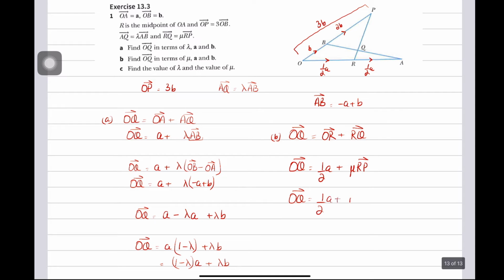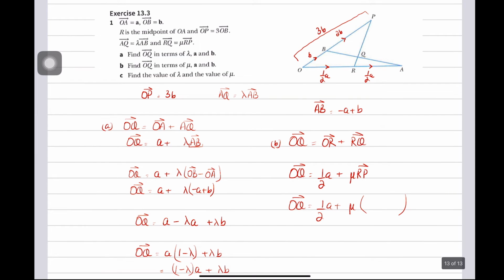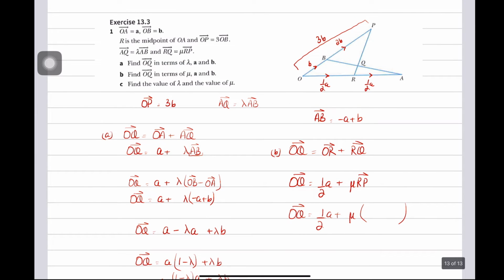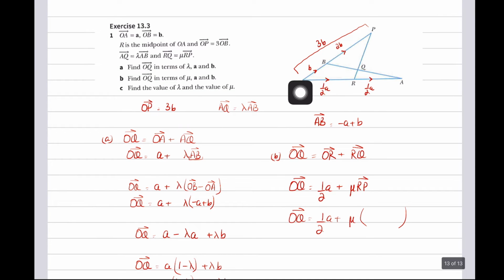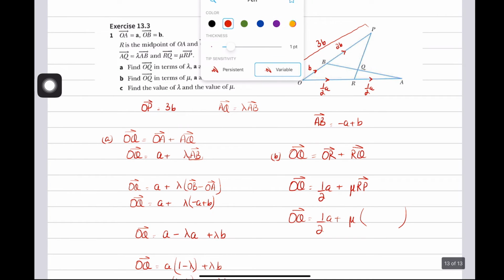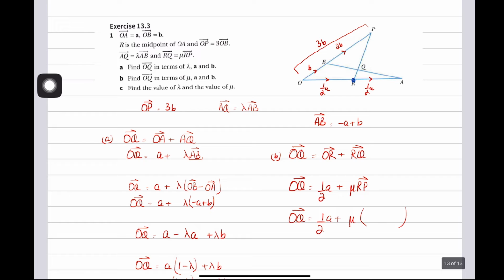Half A plus mu. Now you can look at the diagram and see how we can form vector RP. Okay, or you can use OR and OP. Okay, it's up to you. But my suggestion is, if you have the diagram in front of you, it's best that you use the diagram. So can we form vector RP using the diagram, which basically means starting from R and going to P?